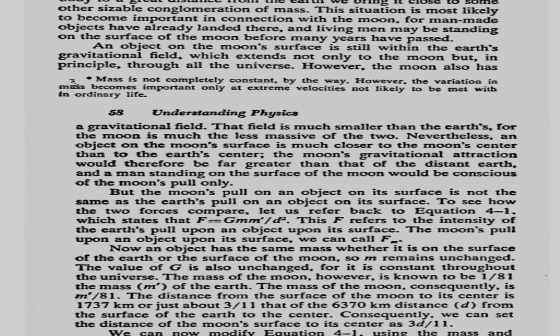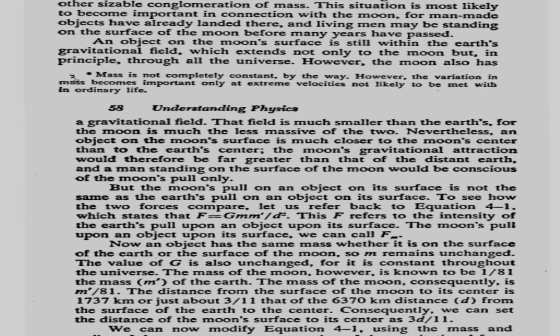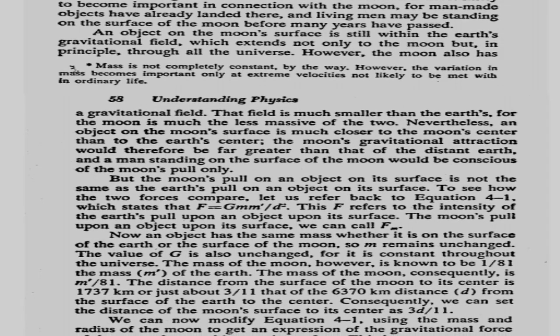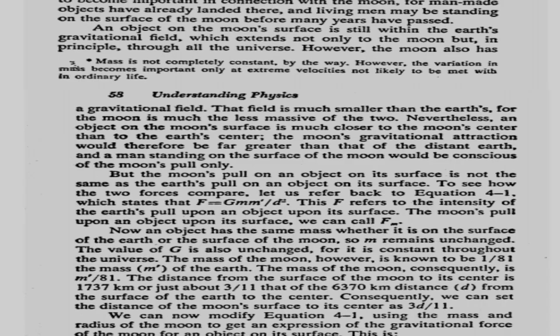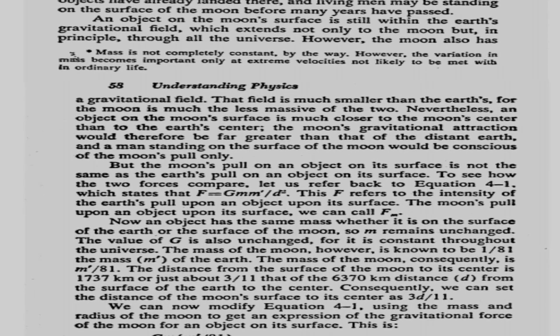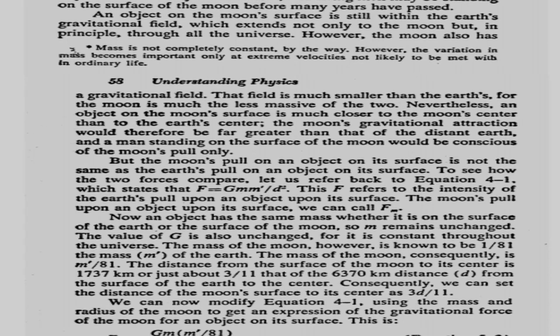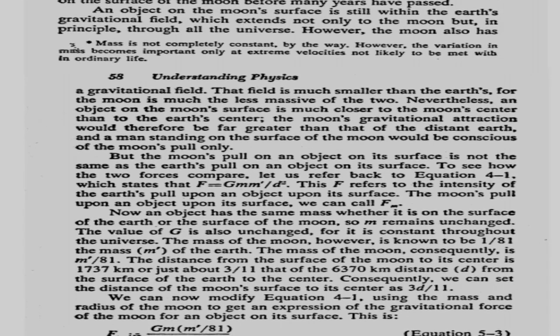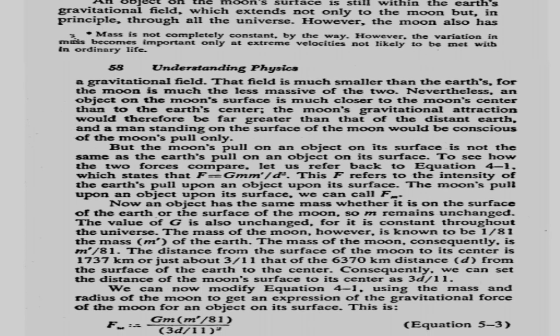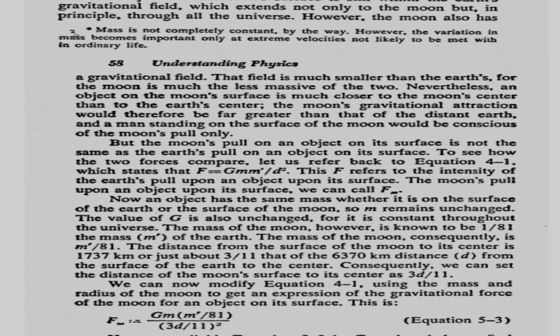The distance from the surface of the Moon to its center is 1,737 kilometers, or just about 3/11ths that of the 6,370 kilometers distance, d, from the surface of the Earth to the center. Consequently, we can set the distance of the Moon's surface to its center as 3 times d/11.